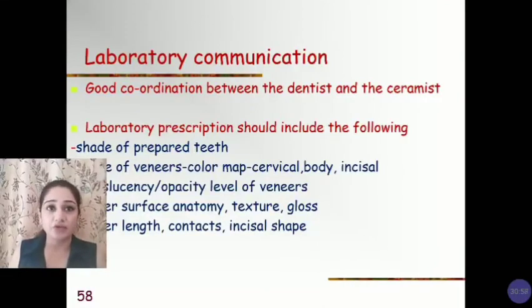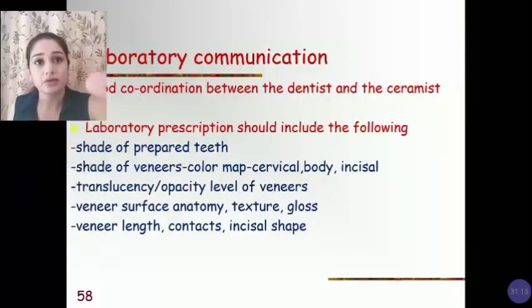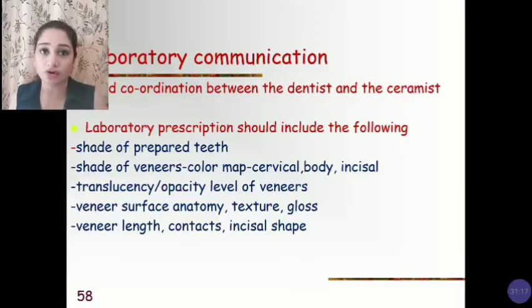Then coming to lab communication, good coordination between the dentist and the ceramist is a must, because fabricating dental laminates is a very artistic thing, and meticulous attention and training is required on the part of the technician. So the lab prescription should include the following things: shade of prepared teeth, shade of veneers, color map, cervical, body and incisal part, translucency, opacity level of veneers, veneer surface anatomy, texture, gloss, veneer length, contacts and incisal shapes.